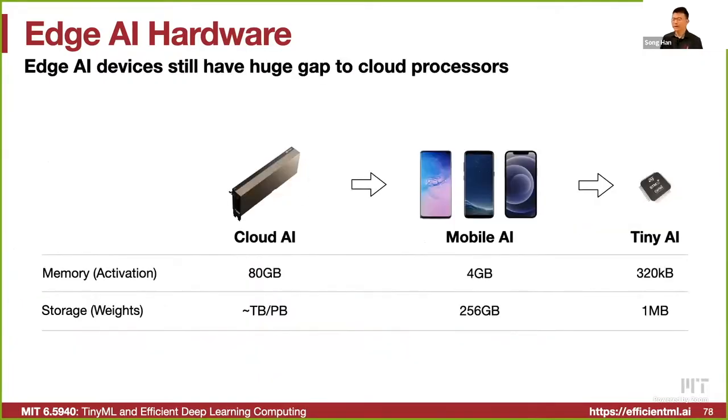So from cloud AI to mobile AI to tiny AI, there's a big gap between the amount of memory that you have, tens of gigabytes versus a couple of hundred kilobytes. So edge AI devices still have a huge gap to cloud processors. And what we learn in this lecture is going to try to close the gap by using smaller models.